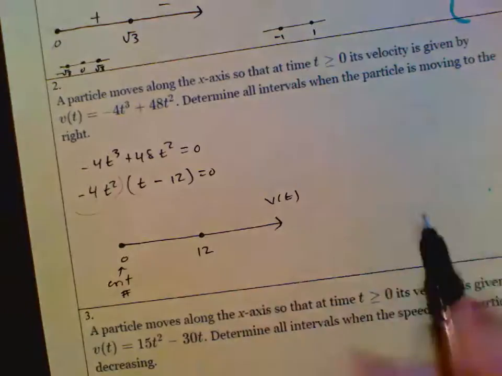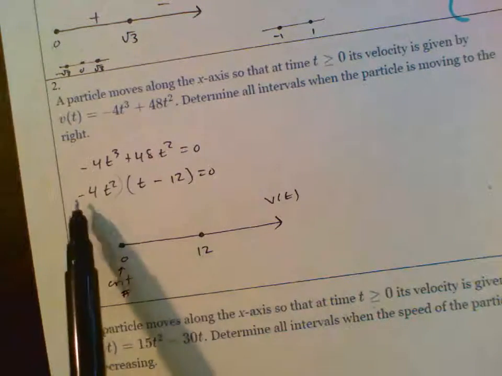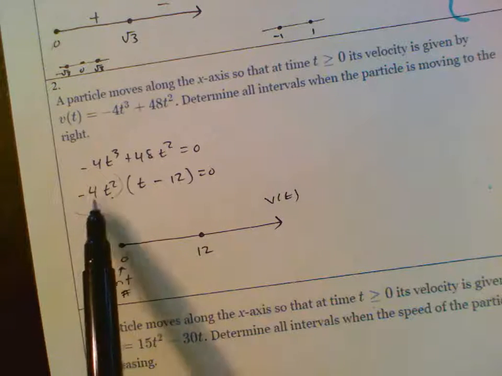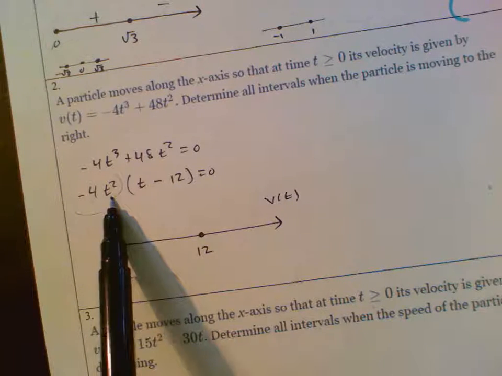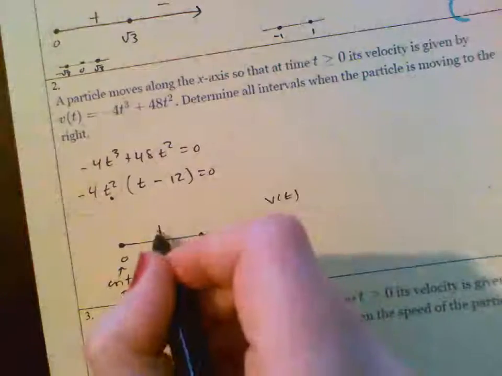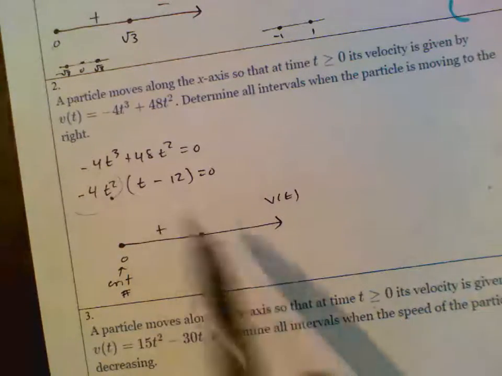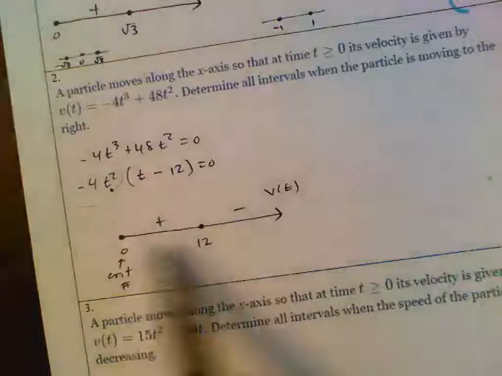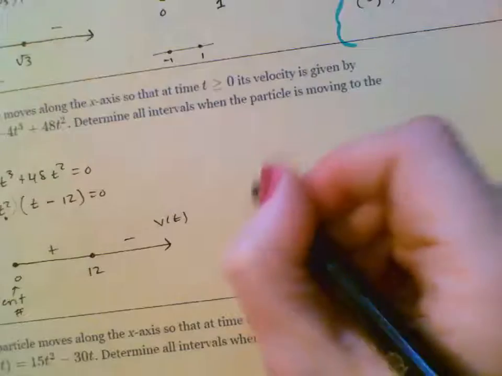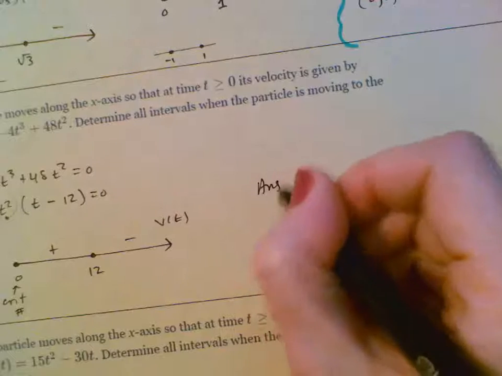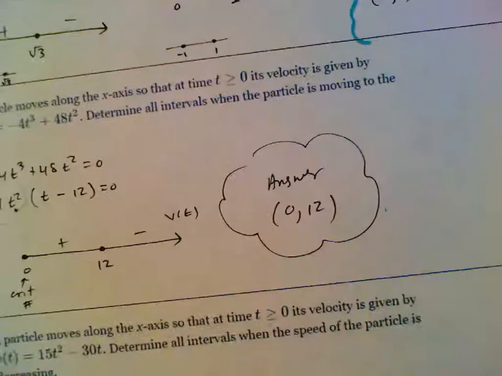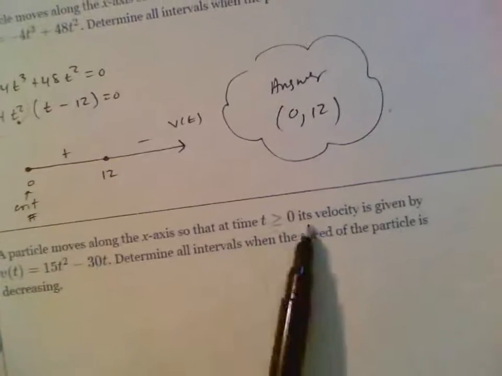This is velocity. So something between here and you'd get negative, negative, positive. You get negative, positive, negative. So positive. And then something over here, you'd get negative, positive, positive. So that'd be negative. Okay, so it's moving to the right on this interval here. So the answer is from 0 to 12, right? Because velocity is positive.